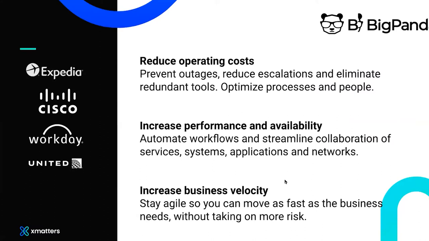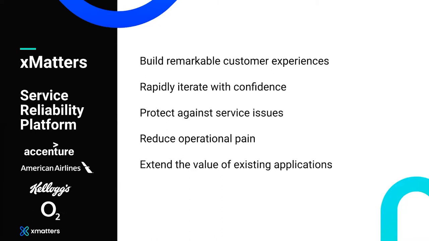BigPanda helps IT ops teams keep their businesses running with event correlation and automation powered by AIOps. This enables teams to reduce their operating costs while increasing service performance and availability and increasing business velocity from reduced outages. xMatters is a service reliability platform that helps DevOps and SRE teams automate workflows, ensure infrastructure and applications are always working, and rapidly deliver products at scale.